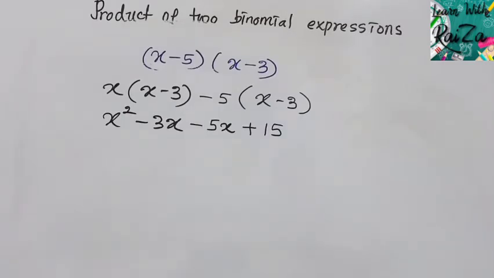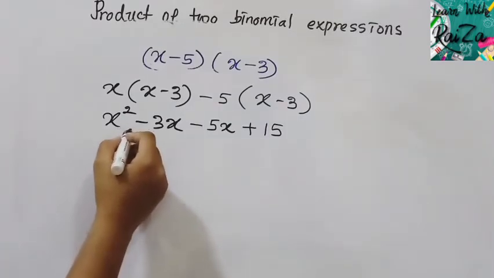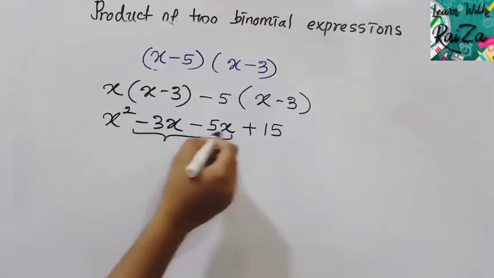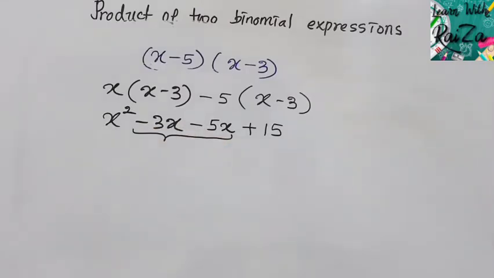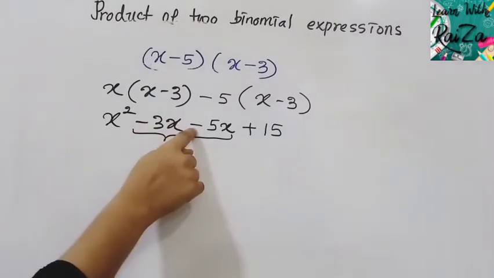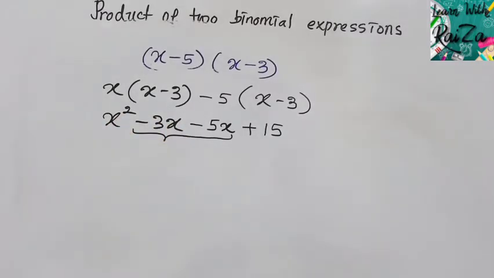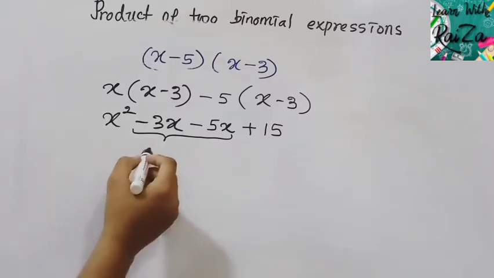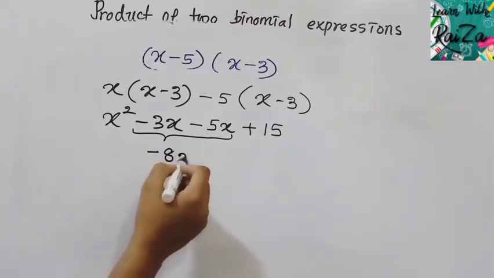So as I told you in the previous method, here the like terms are 3x and 5x. In directed numbers, you learned in grade 8, minus 5 and minus 3. When you are having two negative values, what do we have to do? We have to add them. So we get here minus 8x.